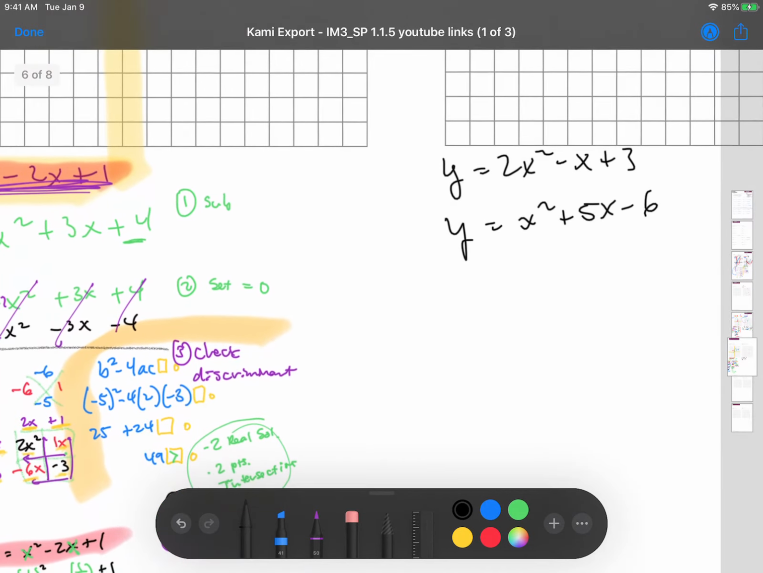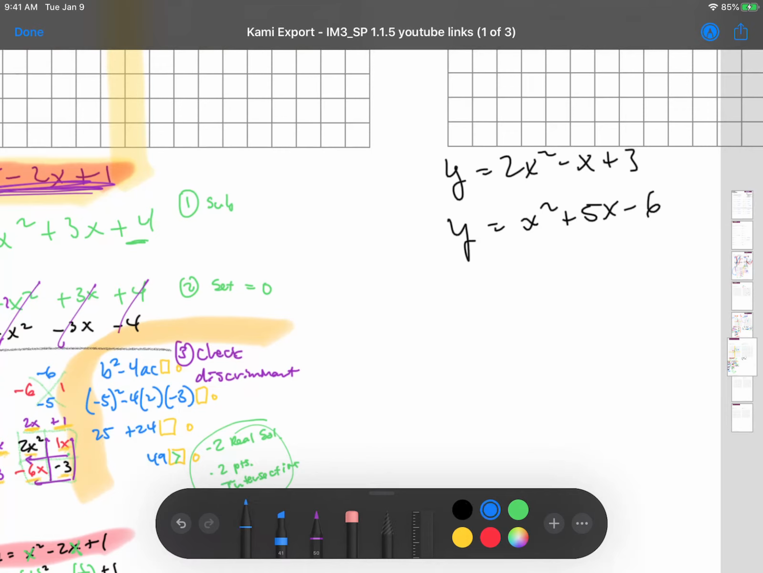So we're going to do the same thing as we did before. We're going to do a substitution first. What does that mean? Every time I see y, I can write 2x squared minus x plus 3. I see y here, and so instead of writing y, we're going to write 2x squared minus x plus 3. Let's do that. Basically this goes right here, 2x squared minus x plus 3.